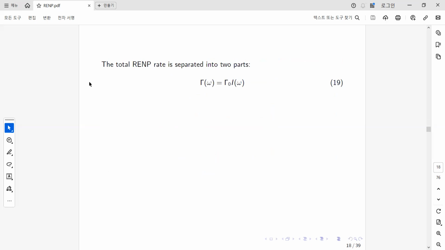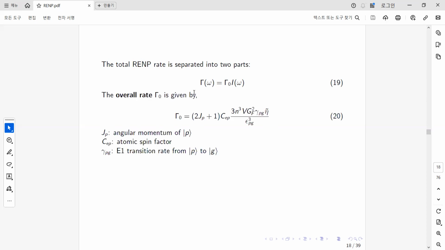So the total LAMP rate can be separated into two parts: just a constant part, gamma, and an energy-dependent part, I(omega). Such I(omega) is a spectral shape. And the overall rate is determined by such factors. For example, the angular momentum of the intermediate states and some of the atomic information, and the QED transition rate between the atomic states, and also especially the number density and the volume and the dynamical factor and the strength of the weak interactions, which is called the Fermi constant.